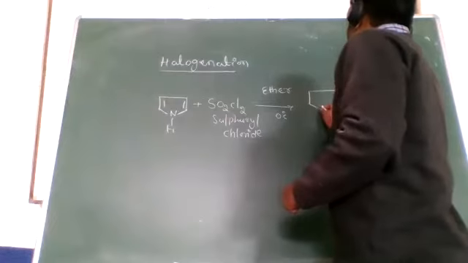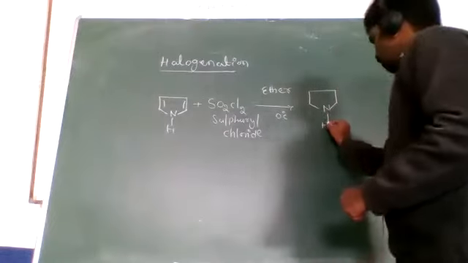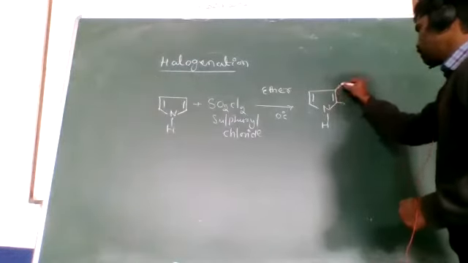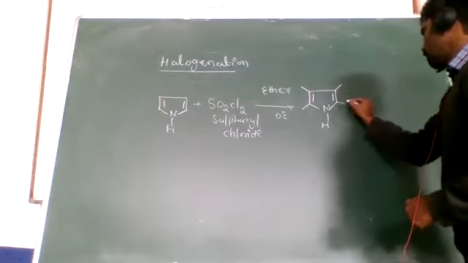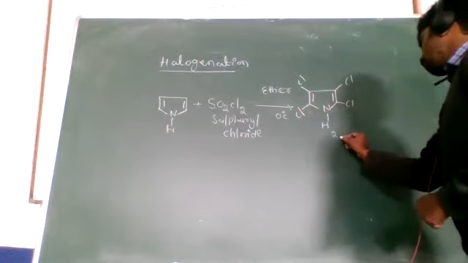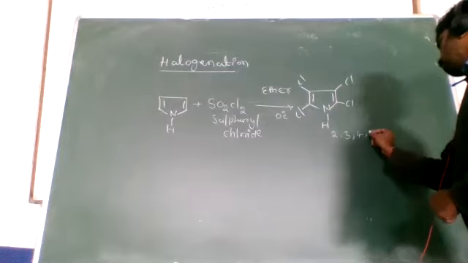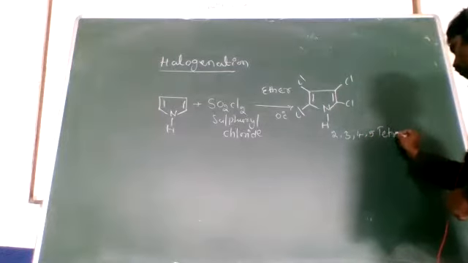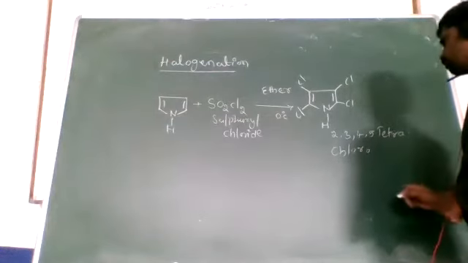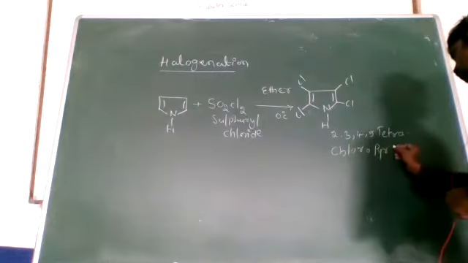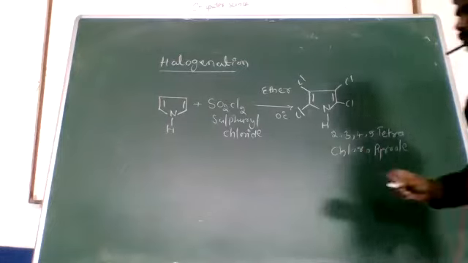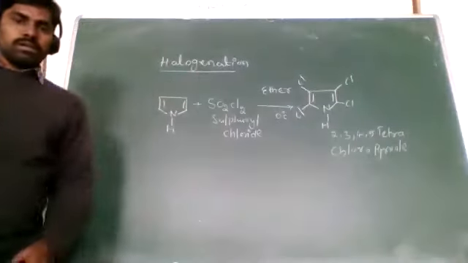Here pyrrole is converted to 2,3,4,5-tetrachloropyrrole. Pyrrole forms tetrachloropyrrole.